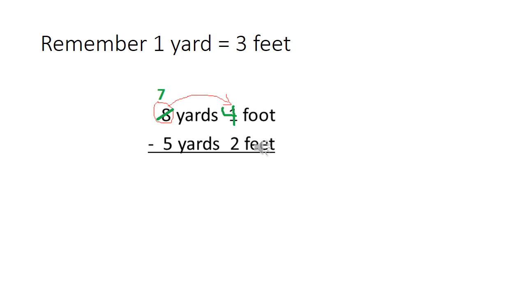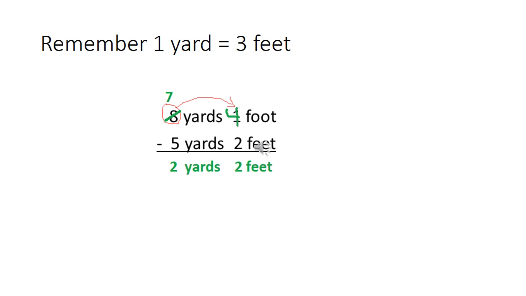Now, subtracting shouldn't be a problem. So we've got 7 yards on the top minus 5 yards on the bottom. We have 2 yards. We also have 4 feet on the top and 2 feet on the bottom. Subtract them, we're left with 2 feet. So our answer to 8 yards 1 foot minus 5 yards 2 feet is 2 yards and 2 feet.